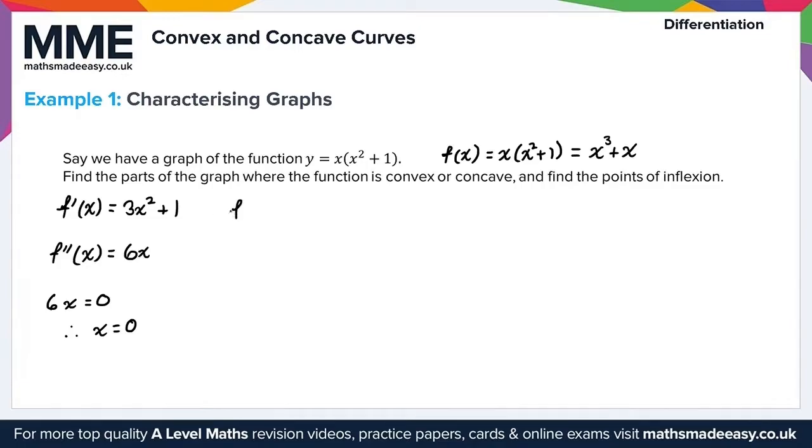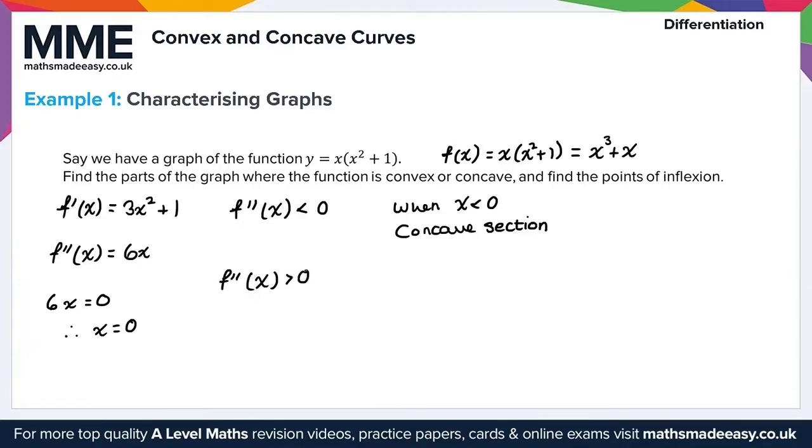So what that tells us then is f prime prime of x is less than 0 when x is also less than 0. And here what we have is a concave section. And f prime prime of x is greater than 0 when x is also greater than 0. And here, this will be a convex section. Now when 6x equals 0, i.e. x equals 0, we have a point of inflection since the curve changes from concave to convex at this point.